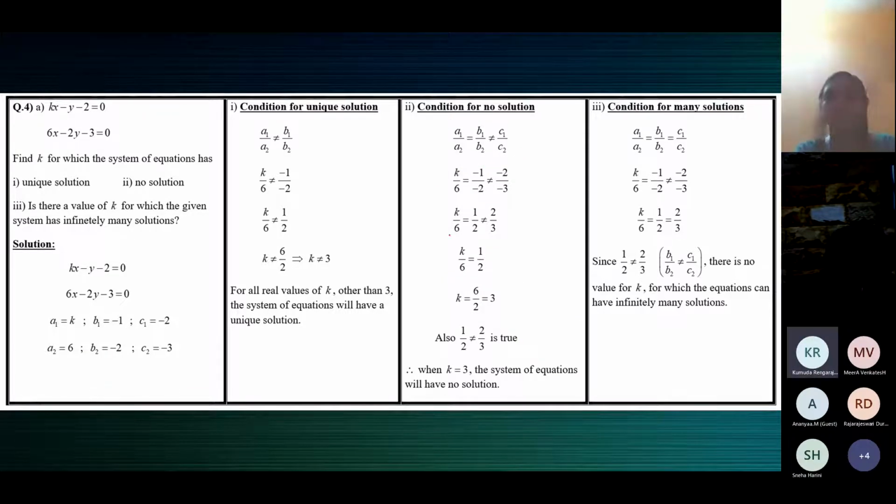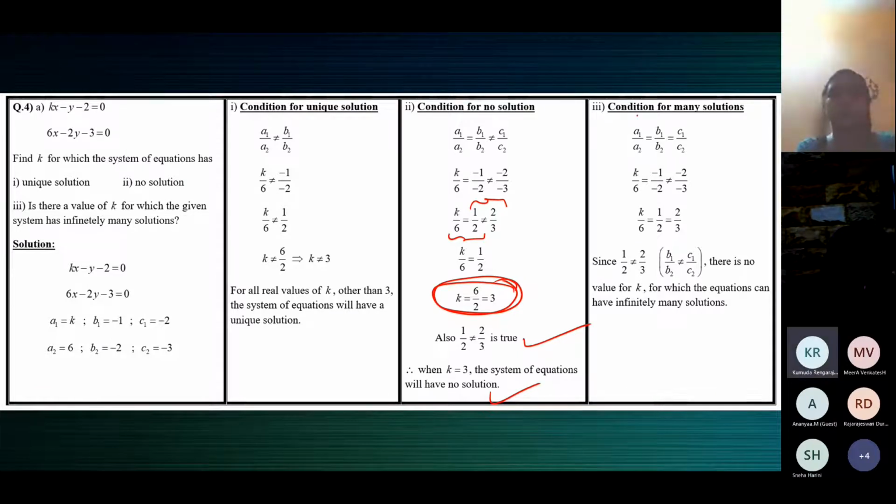When you work this, you can find the value of k. K is equal to 3. You should also check if this is true. Half is not equal to 2 by 3 is true. So now what is the value of k? When k is 3, the system of equations will have no solution.